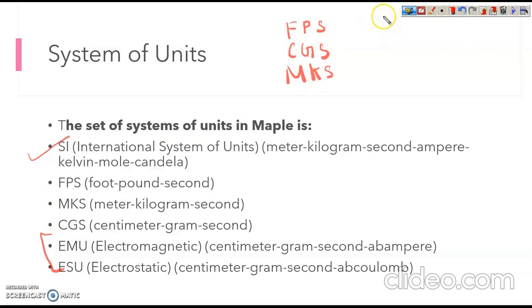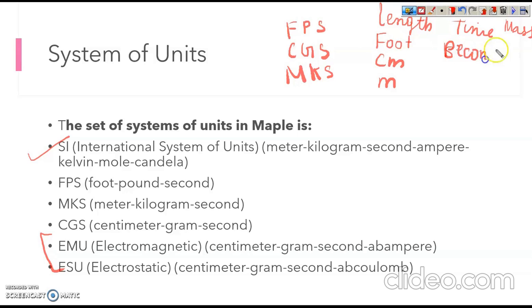So here we will talk about length, time, and mass. In FPS the length is foot, in CGS the length is centimeter, in MKS the length is meter. In FPS the time is pound. No, sorry, the time is second. In all these three, it's second. In mass, the FPS is pound. In CGS, it's gram. In MKS, it's kilogram. I hope you understand this.